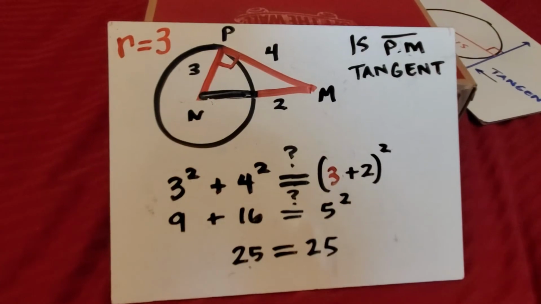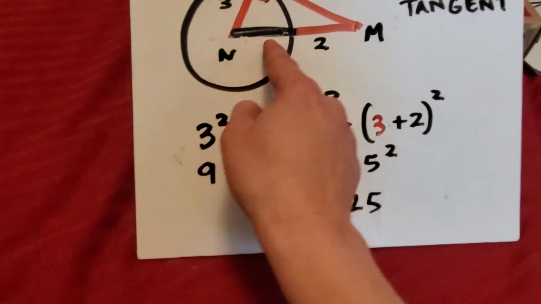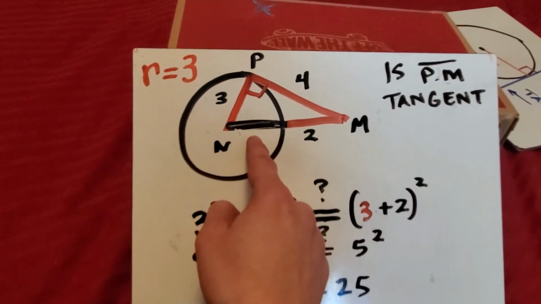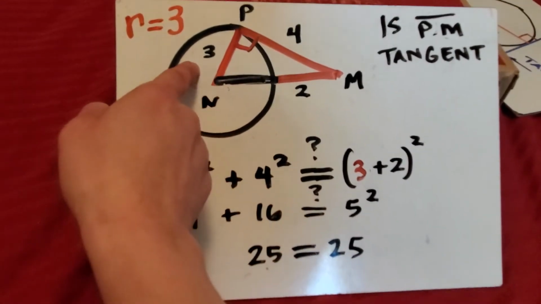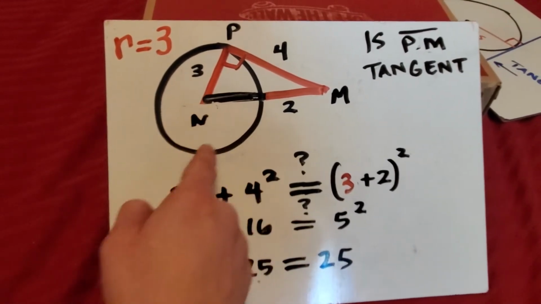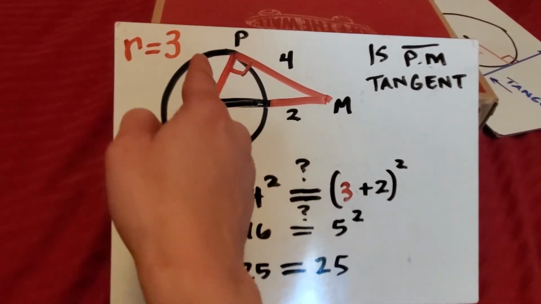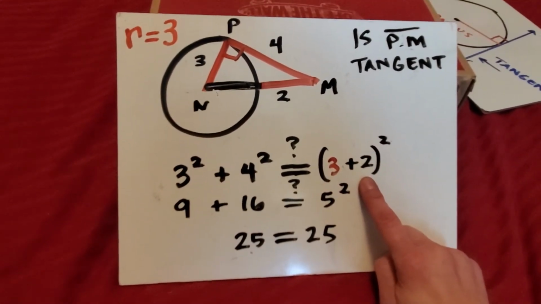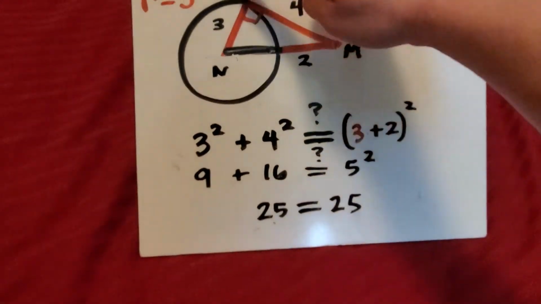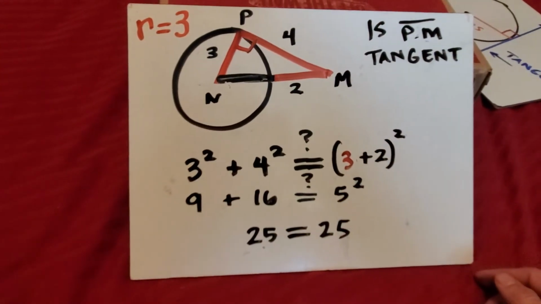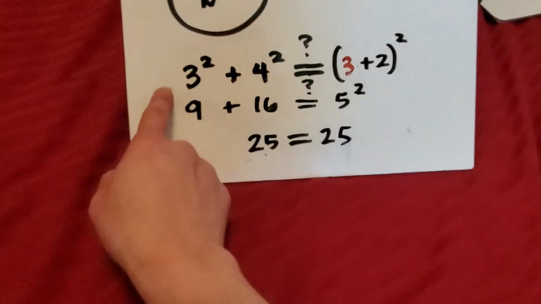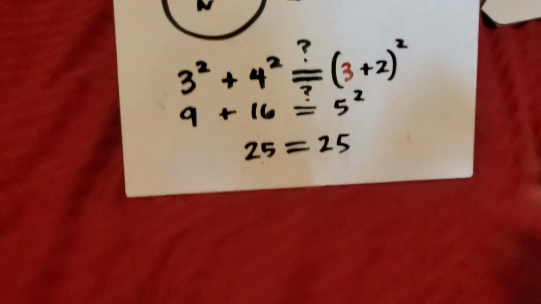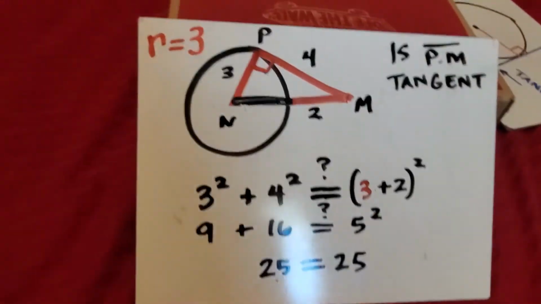But when we go to plug it in, we have to also include this piece right here. But this is the radius. The radius is 3, which means the radius is going to be the same all the way around the circle. So we do have to take note of that when we plug it into the Pythagorean theorem. I want to know, is PM tangent to circle N? Well, does 3 squared plus 4 squared equal 3 plus 2 squared?